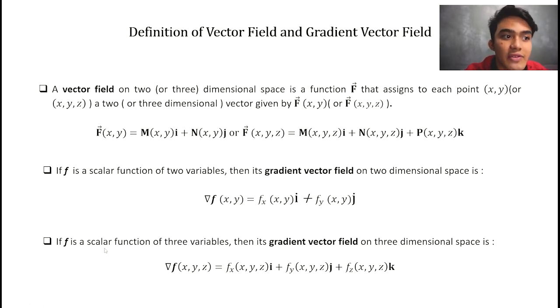And then if f is a scalar function of 3 variables, then its gradient vector field on 3-dimensional space is nabla f(x, y, z) equal to f_x(x, y, z)i plus f_y(x, y, z)j plus f_z(x, y, z)k. For the i section is differentiate with respect to x, for the j section is differentiate with respect to y, and for the k section is differentiate with respect to z.